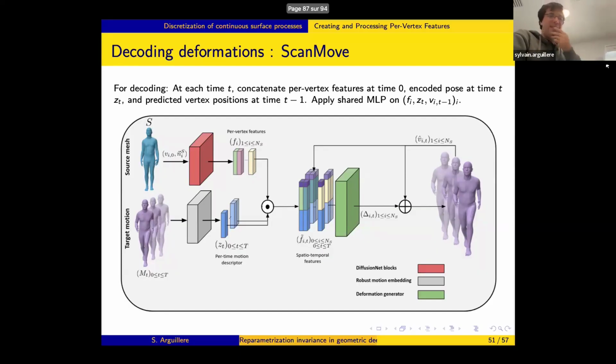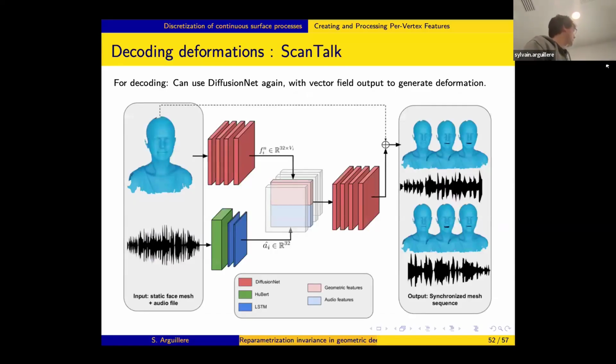Sorry. I don't think I have time to explain all of the network, and I don't think I can talk about it afterwards. But this is the scan move to transfer a motion, to transfer motion onto an initial scan. On scan talk, I do have videos.